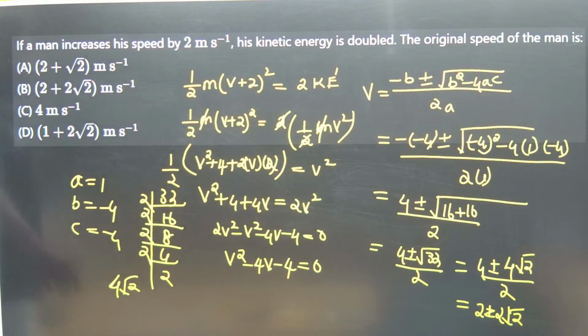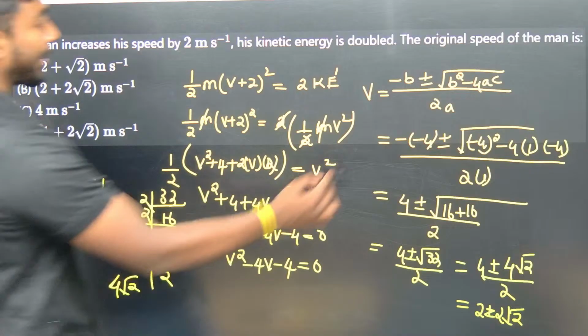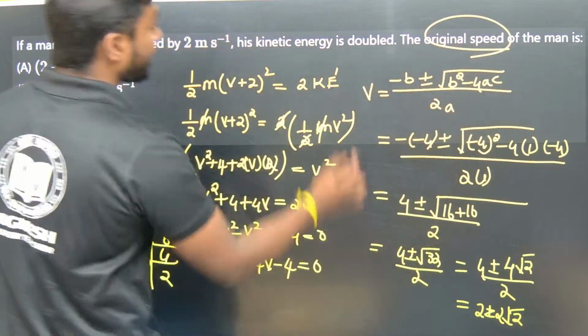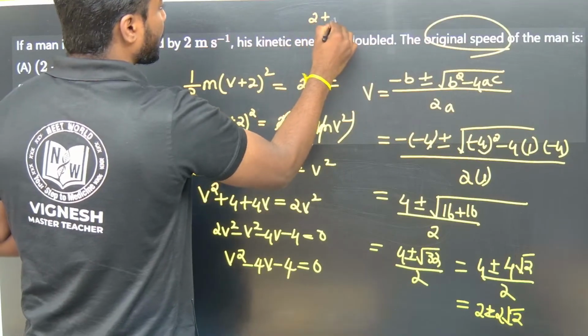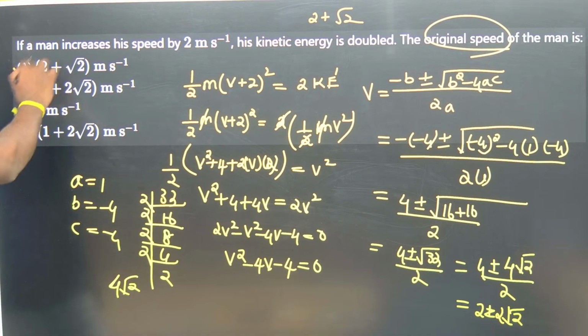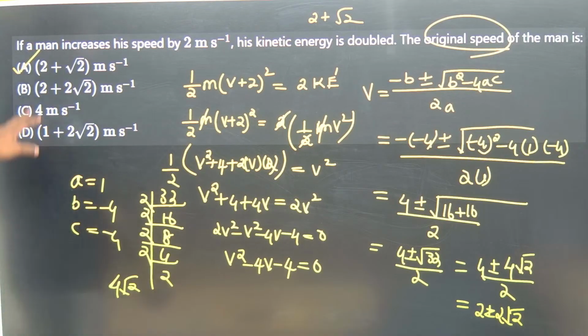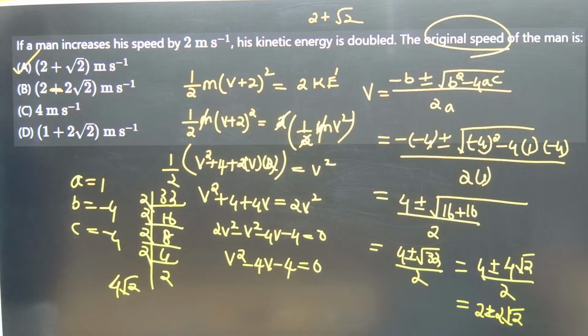So speed will be positive, speed they are asking. So the answer will be 2 plus root 2. Option A and option B are both given the same, so I can take any answer. Here a printing mistake has happened, so you can take this minus. This is the answer.